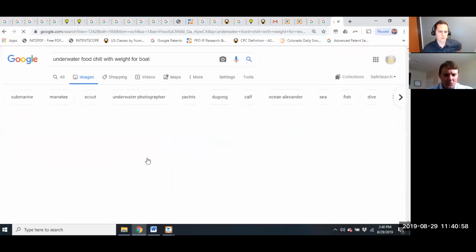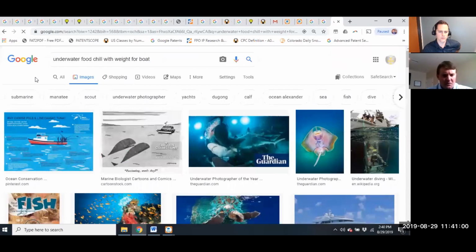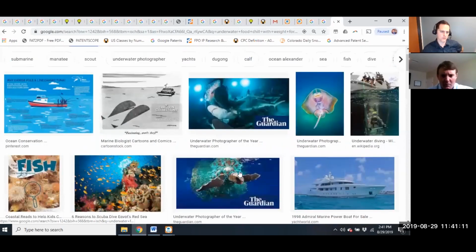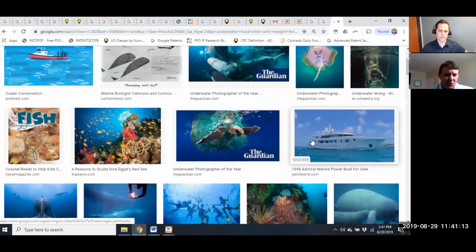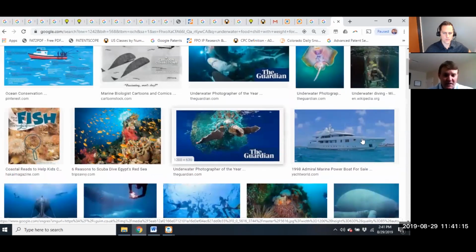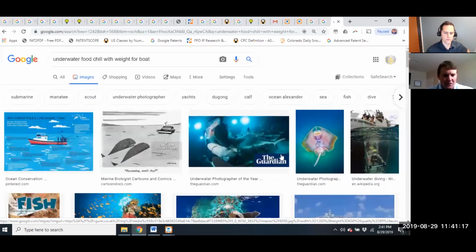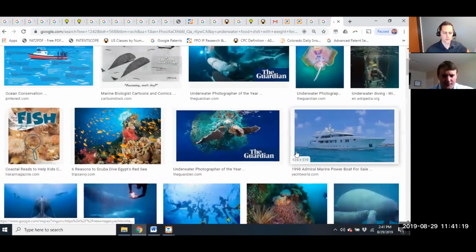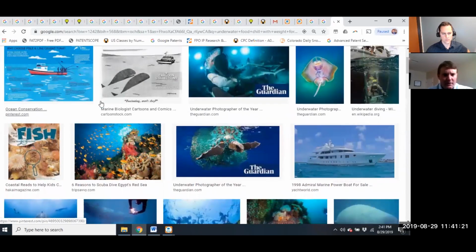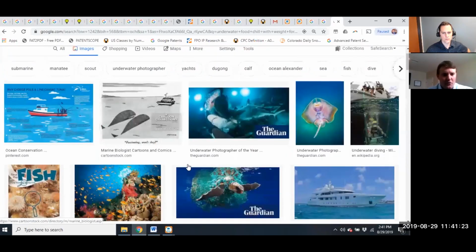Food chill cooler. I saw a couple patents for this. There's a lot of things for preserving food underwater. A lot of these things had to do with storing fish. I saw a lot of Chinese and Japanese patents doing the search. You've got some big markets that are designing similar products.